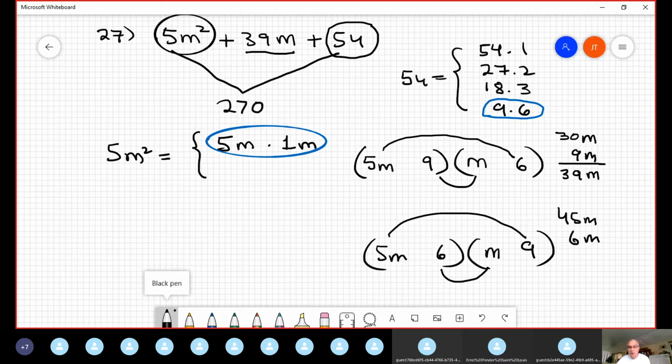Another, no. Another is 45 plus 6. 45 plus 6 is 51. And 45 minus 6 is 39, but it's negative. I need positive. This combination doesn't work. And the only combination that works is this, plus plus. So I copy again.